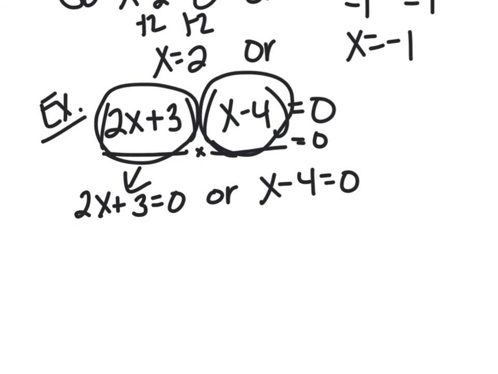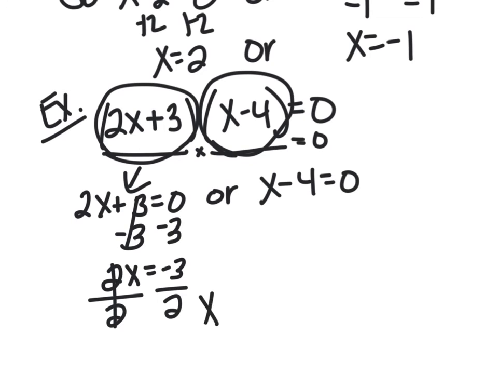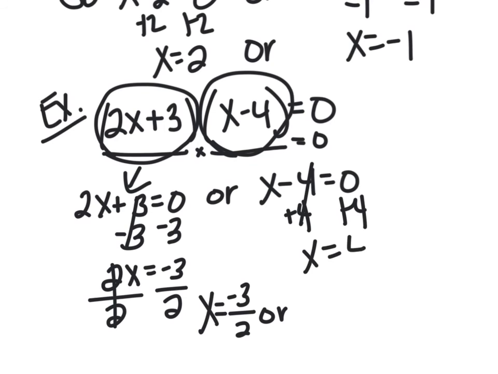Now, we have some algebra problems that you already know how to solve. If I wanted to get x by itself, we're going to subtract 3 from both sides, and then divide by 2. So we know that x might equal negative 3 halves, or let's look at the other equation. To get x by itself, I'm going to add 4 to both sides. So x must equal 4.